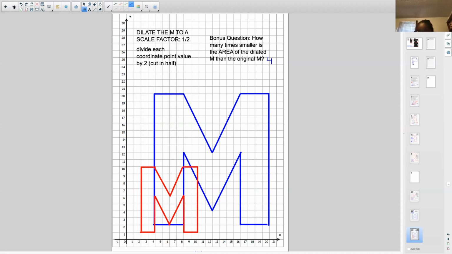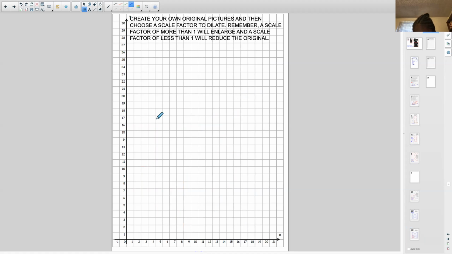Now, don't forget that Mr. Kramer gave you pages and pages to create your own. What are you going to create? Are you going to create a letter or a monster or a picture? Who has some ideas? What are you going to create? How about you, Kim? A dinosaur. Oh my gosh.